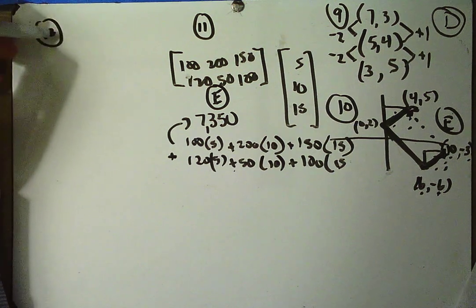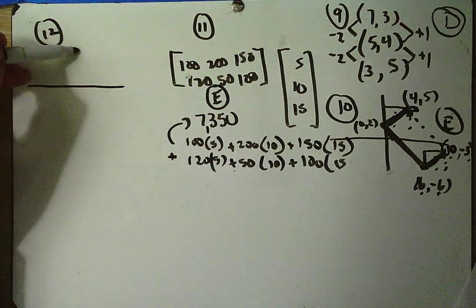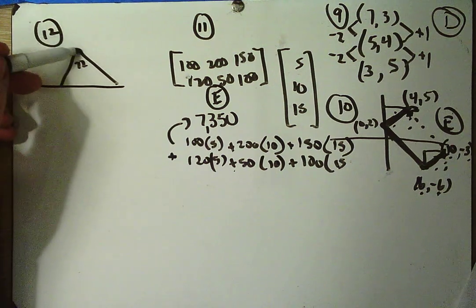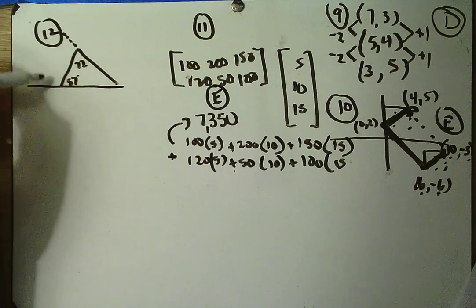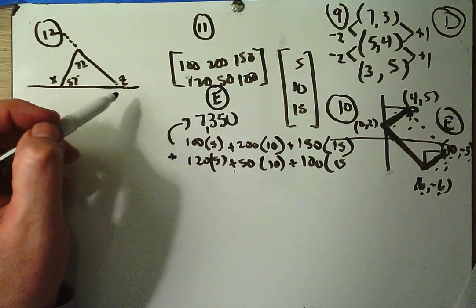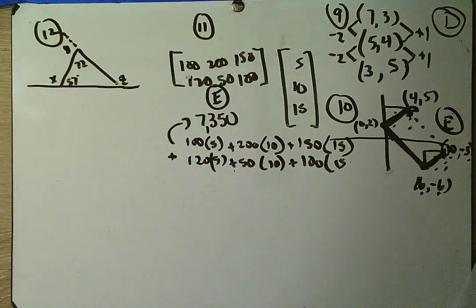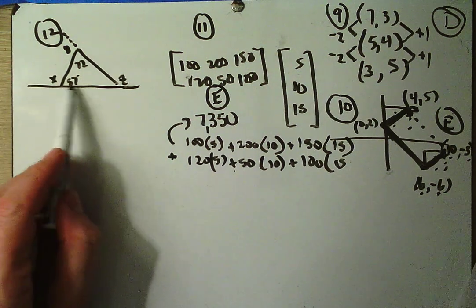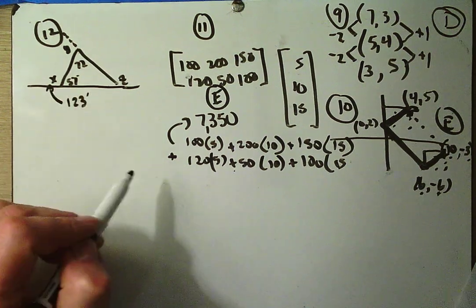Okay, 12. Number 12 says you've got a triangle here. It's got some measurements in it. This one is 72. And they draw this exterior angle. This one is 57, and there's this exterior angle with an X next to it. And Z is over here, and Y is up here. Well, what we know is that this angle and this angle are a linear pair, so they add up to 180. So that means that X equals 123 degrees.